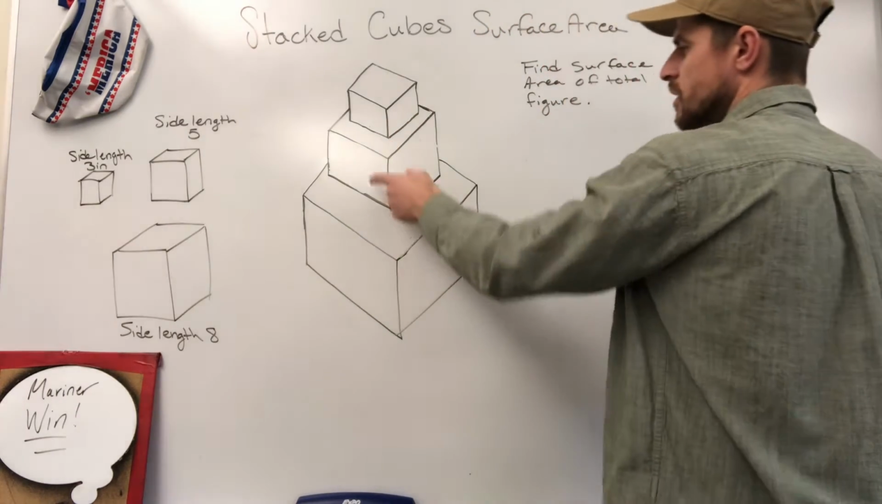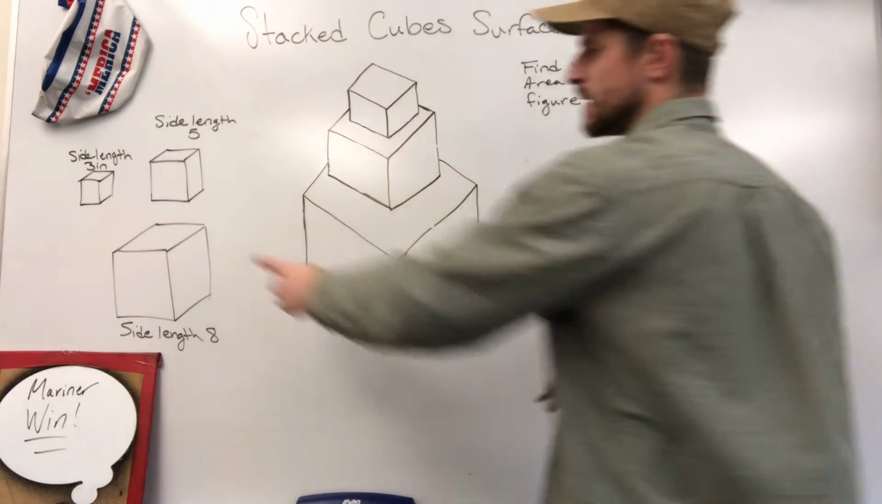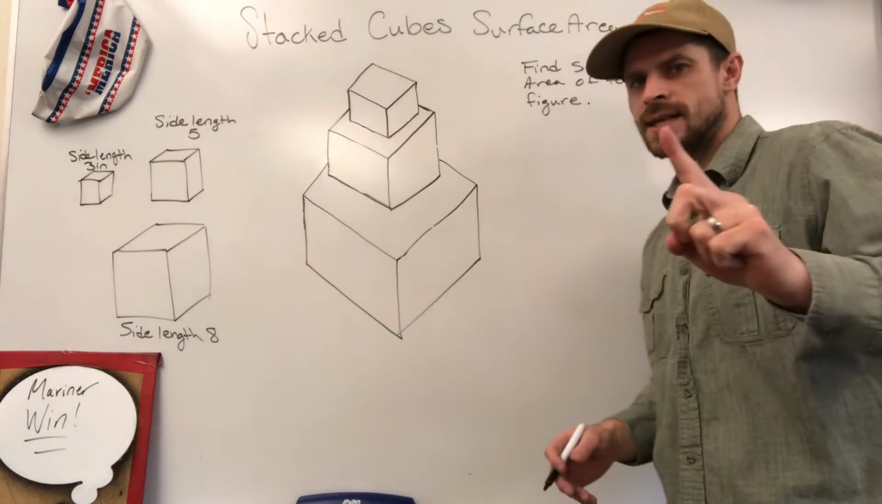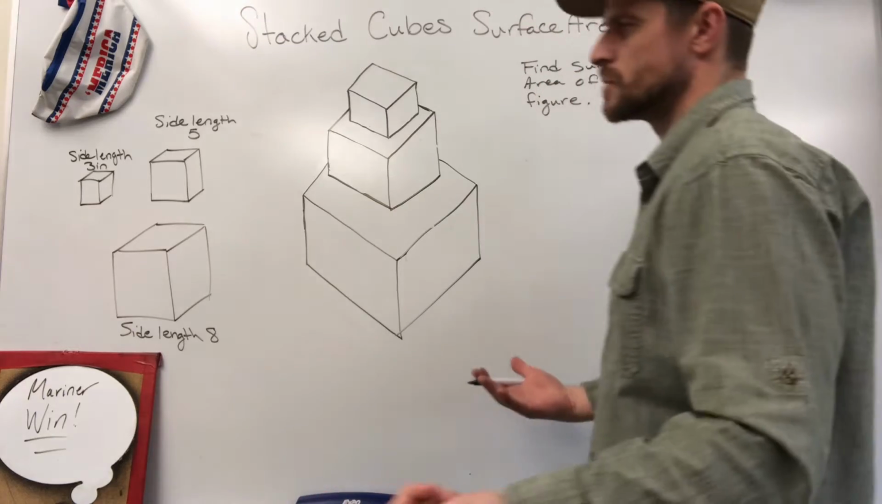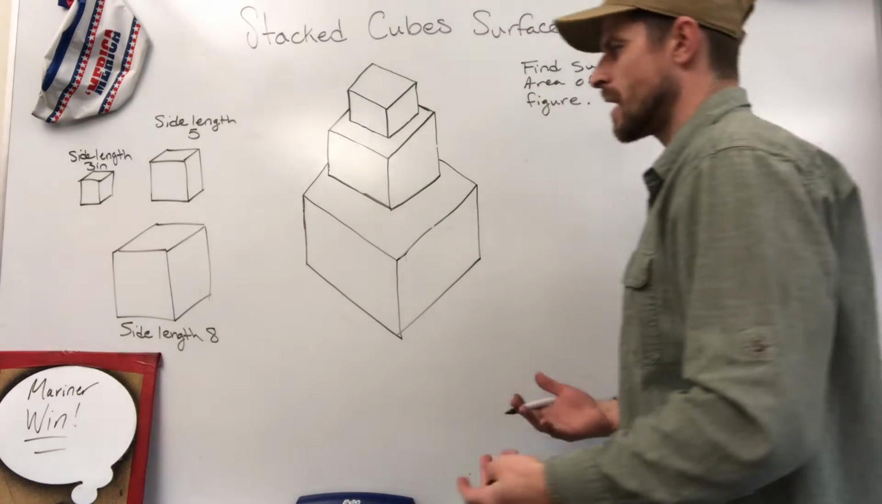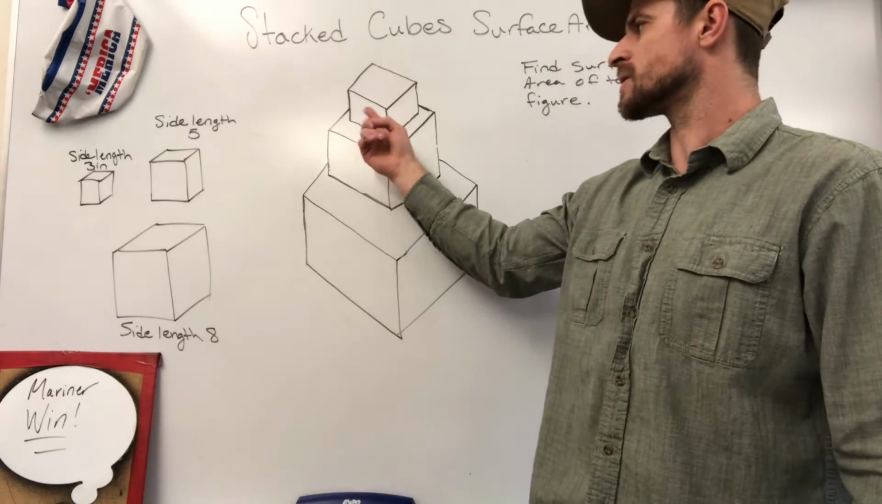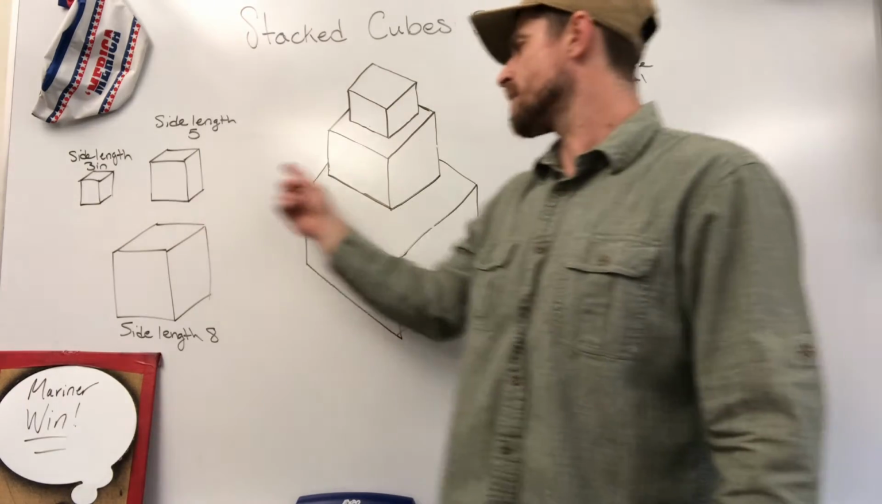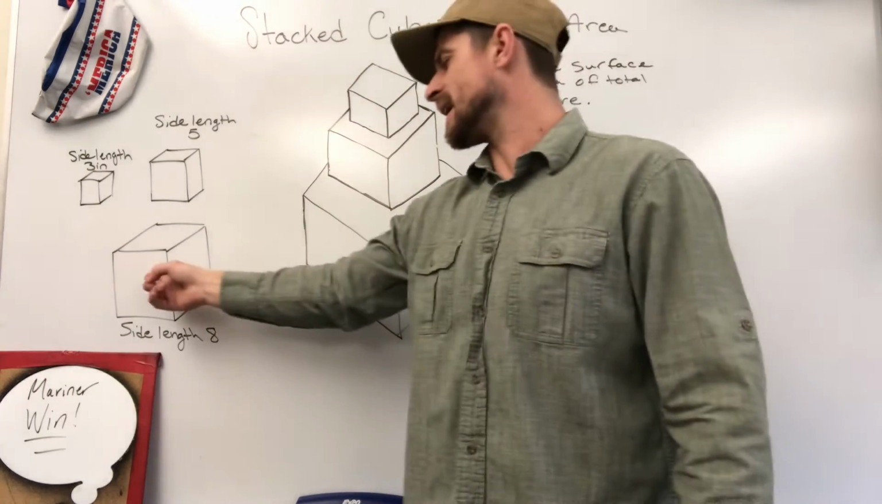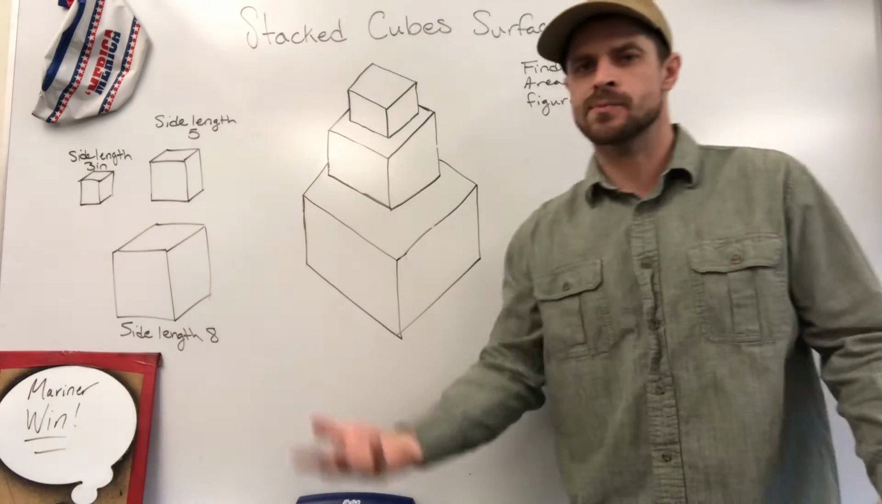So all of these are cubes, which is very helpful because if they give us one side length, we know all the side lengths because cubes have congruent side lengths throughout. So if we're saying 3 inches for the small cube, that's a 3 by 3 by 3, 5 for the medium-sized cube, and then 8 for the bottom cube. Now, why is this problem a little bit tricky?